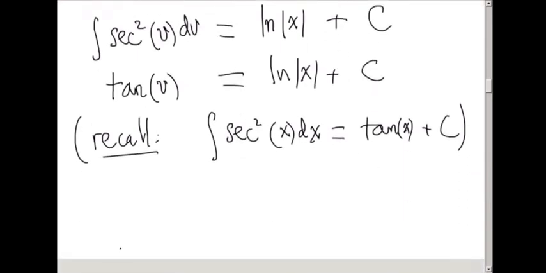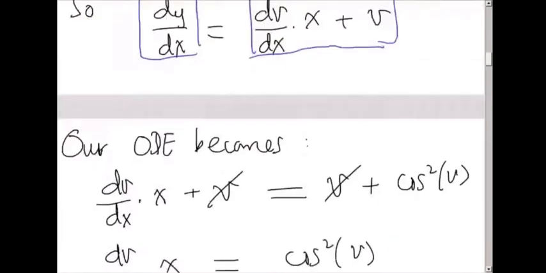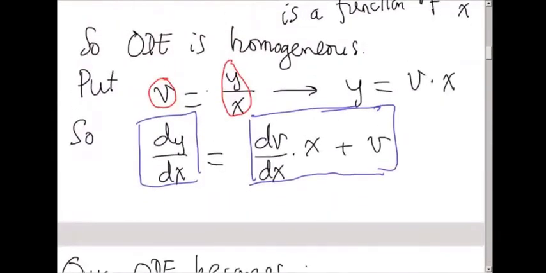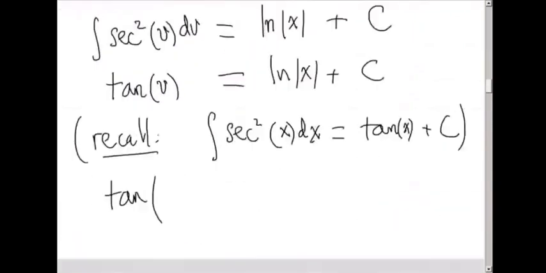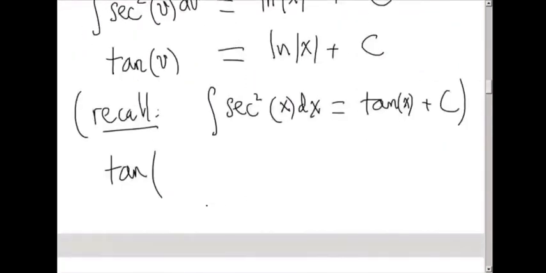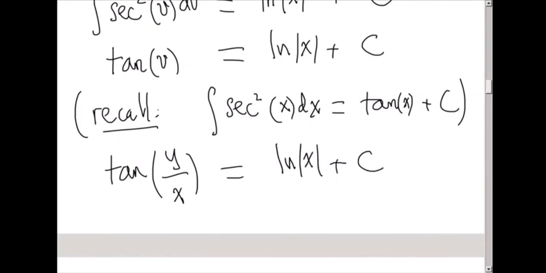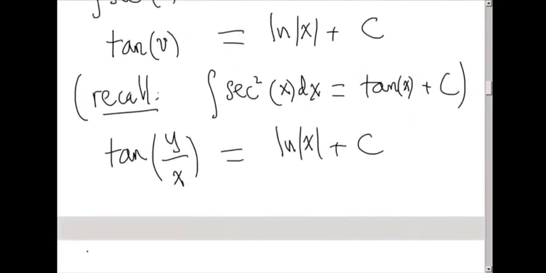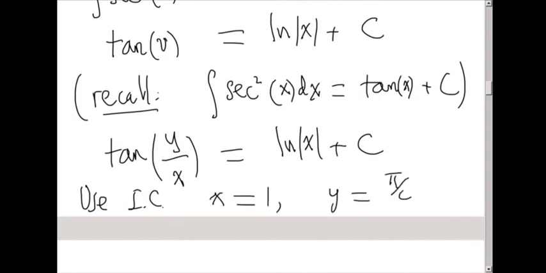All right, but let's go back to y. What is v? v is right here. v is y over x. So we have tangent of y over x equals natural log of x plus c. We are given an initial condition, so let's use it. If you recall, we said that x equals 1 and y equals pi over 4.